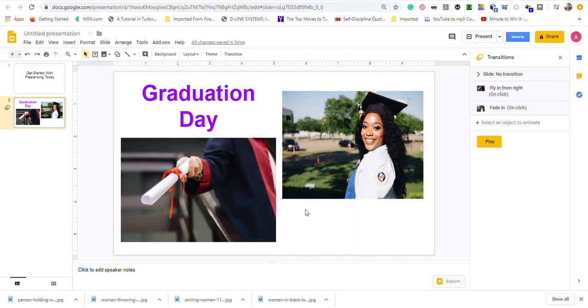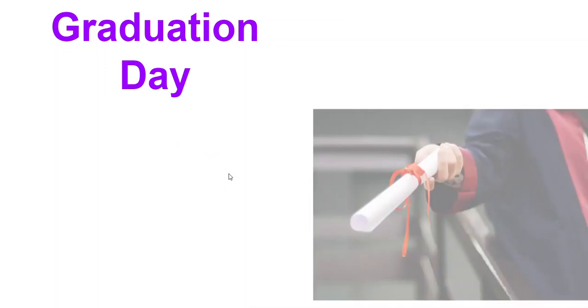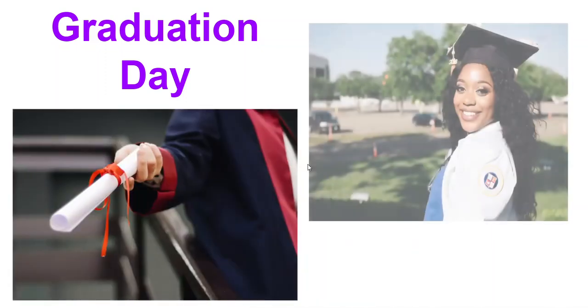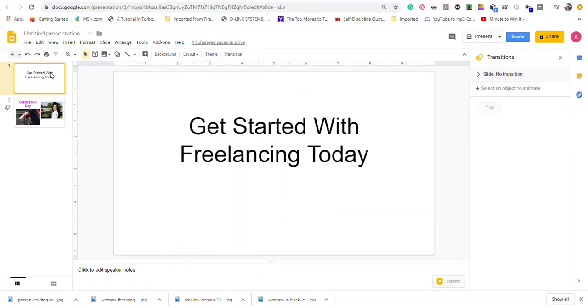Let me show you what this presentation would look like when you actually run it, because it's not how you would actually do the presentation. You would go to View and Present, and then this is what persons would see it looking like. So graduation day would be there. When you click, you see that image comes in. That image fades in as well. But if you want to start from the beginning, you would click from the first slide and then you would start.